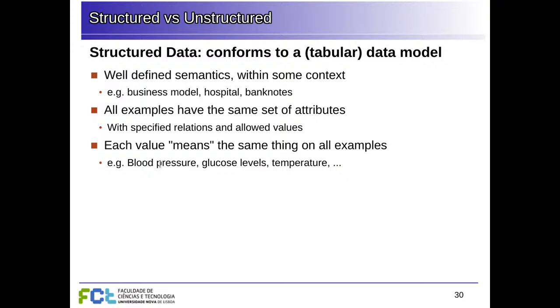This can be different things like blood pressure, glucose levels, the average brightness of all the pixels, the largest component in PCA or something like that. But you know what this column means for your data. And we have all the examples with the same set of attributes. So they have all these different columns filled out for our examples.